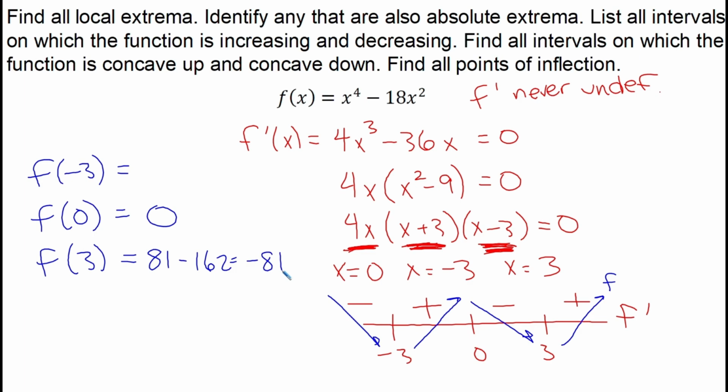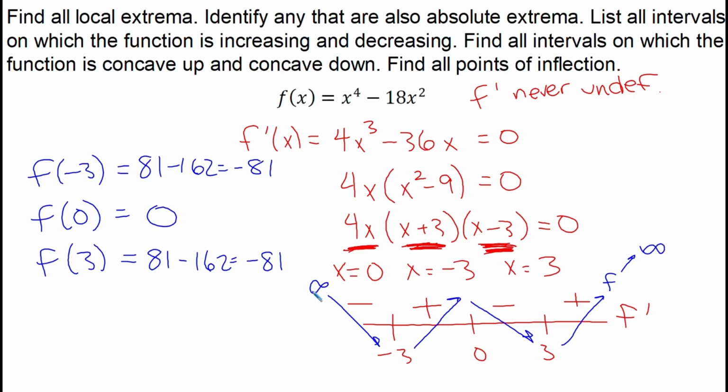And if we put in negative 3, we're going to get 81. And then we're going to get the same thing, minus the 162 is, again, negative 81. And one thing to note here is that we can see that this is going up towards infinity, and this is going up towards infinity.